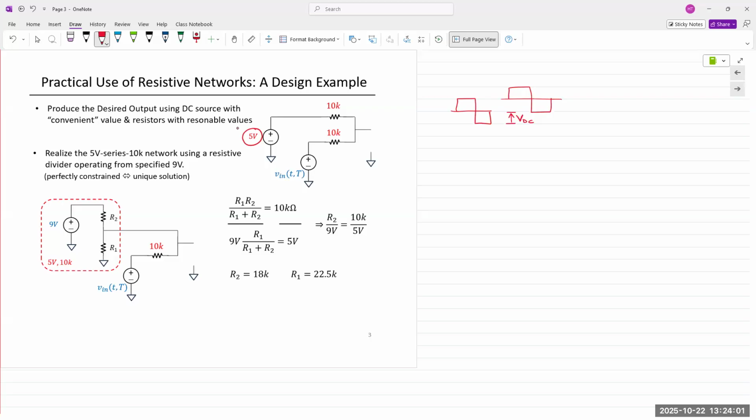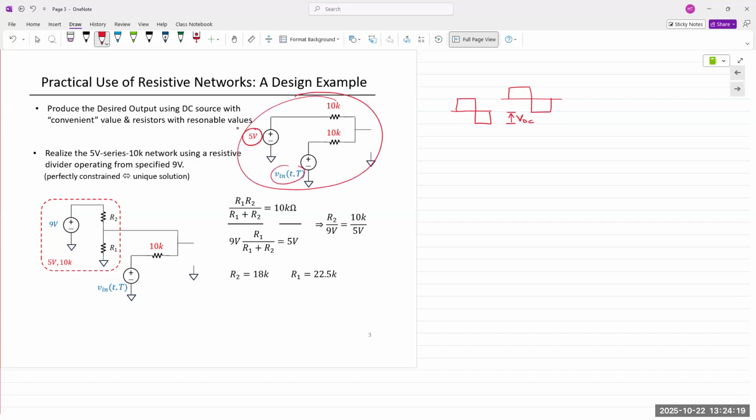If the DC voltage is 1 volt, it's going to shift your waveform up by 1 volt. If you apply 2 volts, it's going to shift upwards by 2 volts. If you apply 5 volts, it's going to shift it up by 5 volts. So this is what we need to accomplish.